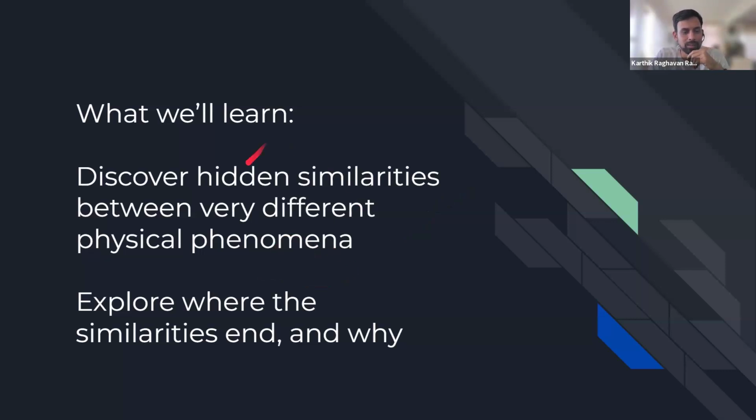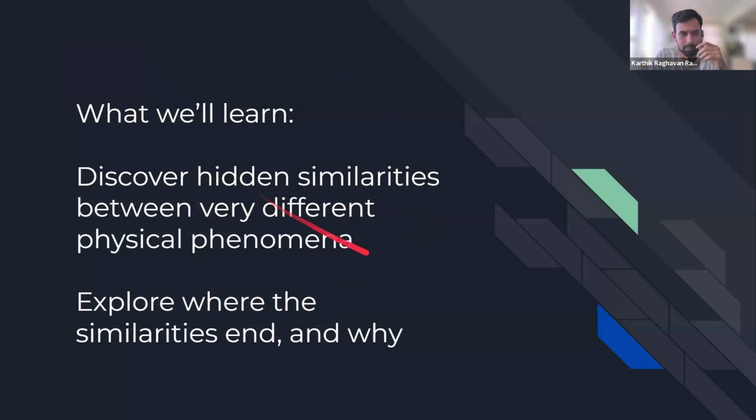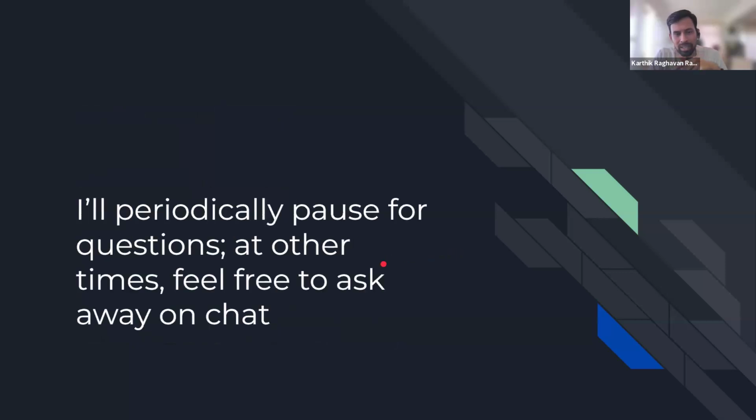So, what is it about today? We are going to talk about the inverse square law, and what are we going to learn? What we are going to talk about and what we are going to learn are different things. What we are going to learn is to discover hidden similarities between things that are very different, and as a second step, explore where those similarities end and why exactly. What is common, what is not common, and why are things common and why are things not common.